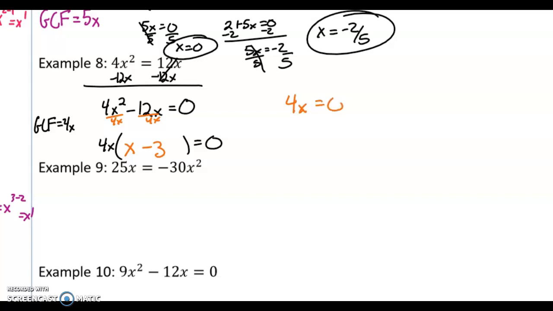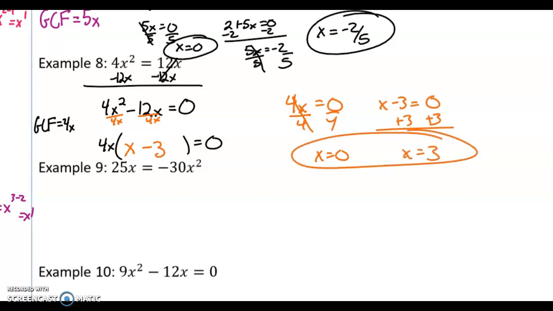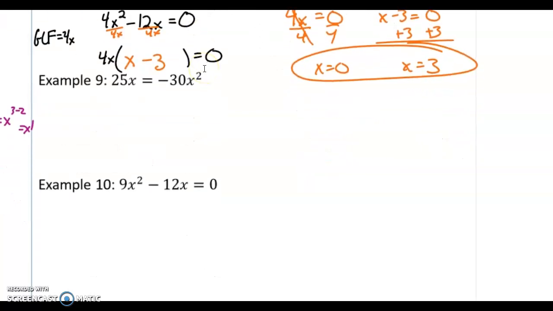So then it says set each factor equal to 0. Now solve. So divide by 4. So x equals 0. And add 3, so x equals 3. And that's my solution.